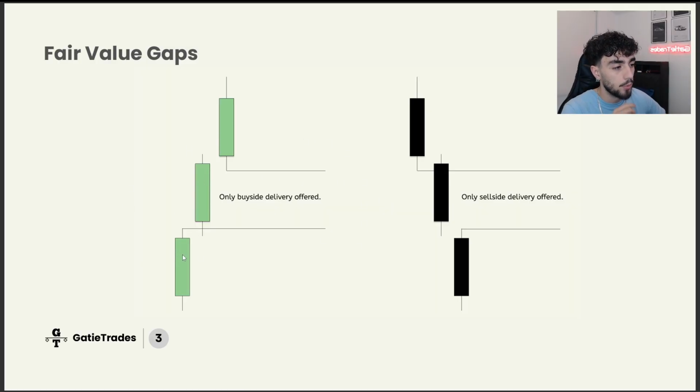As you can see here, we have 3 candles moving higher, and this candle right here is what creates the fair value gap. In this candle, we have a single pass of buy side delivery, meaning it is inefficient to sellers because there is no sell side delivery. And on the opposite side, we have a single pass of sell side delivery, meaning there was no buy side delivery offered in this price range. Therefore, it is a gap of fair value or an imbalance and inefficient to buyers. So this is a fair value gap, a buy side imbalance or sell side imbalance.